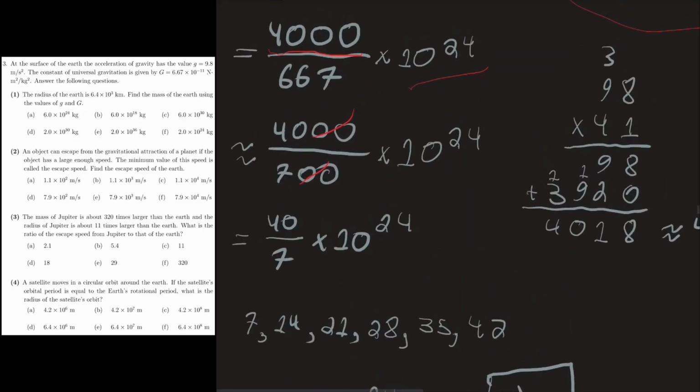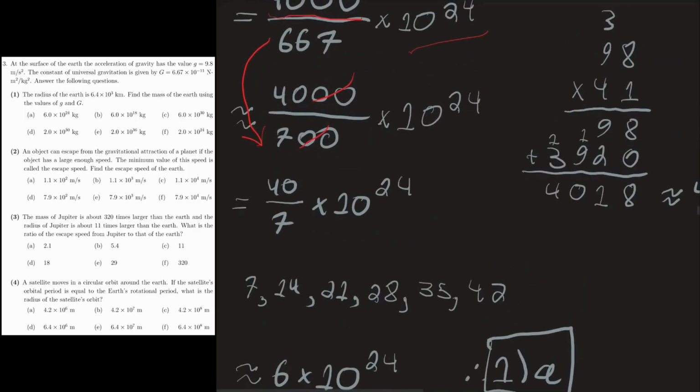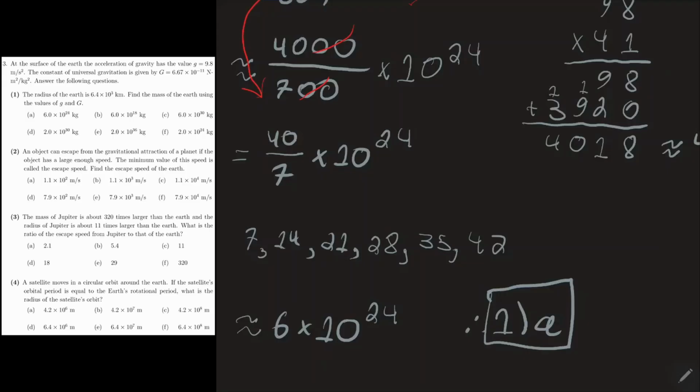Also, you notice that if I never did this rounding here from 667 to 700, my answer would be a bit larger since I'll be dividing by a smaller number. But after option A, the next biggest option is option D, which is 2 times 10 to the power of 30. And clearly this rounding difference from 667 to 700 would not make a difference of over 6 orders of magnitude. So I know that, assuming I made no massive blunders, the answer must in fact be option A.